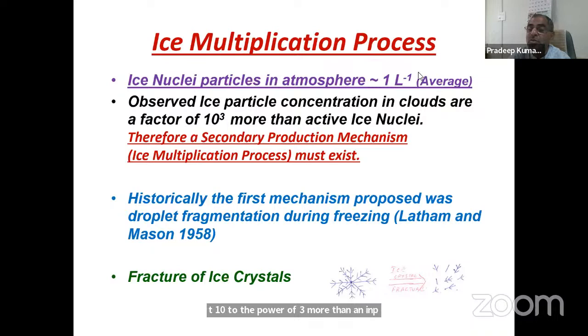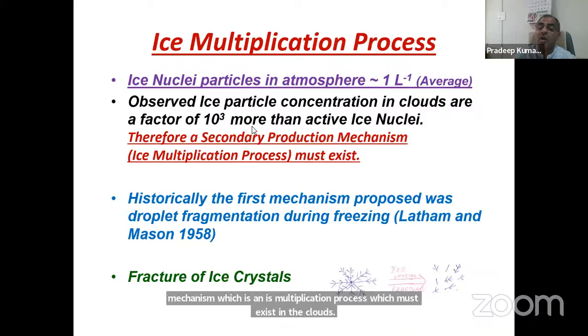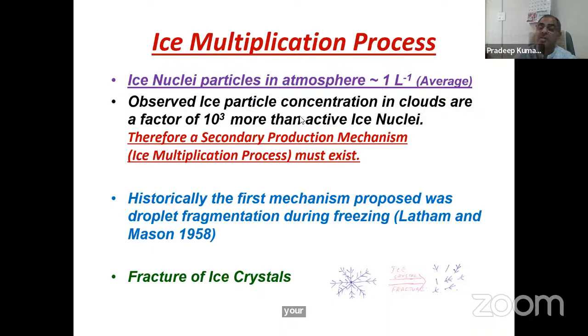So what could be happening is the question. That means there must be a secondary production mechanism, which is an ice multiplication process, which must exist in the clouds to see this number going up by around 1,000 more than your ice nucleating particle. So ice particles in the cloud are more.